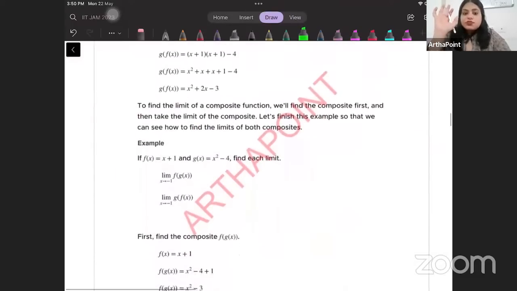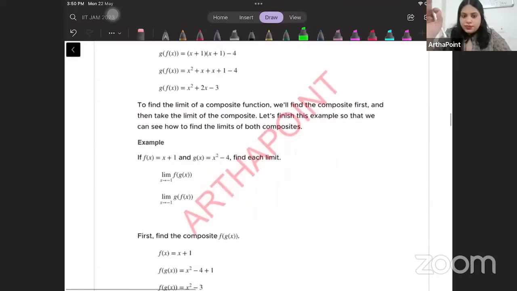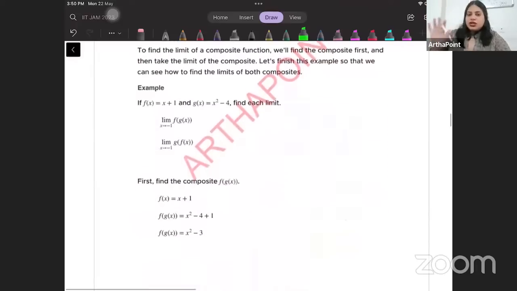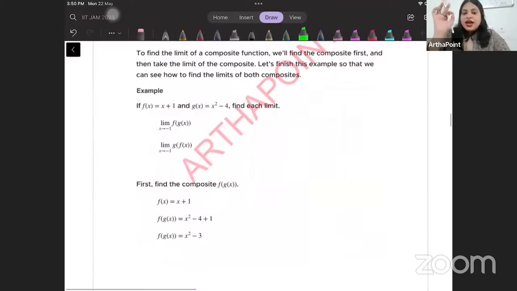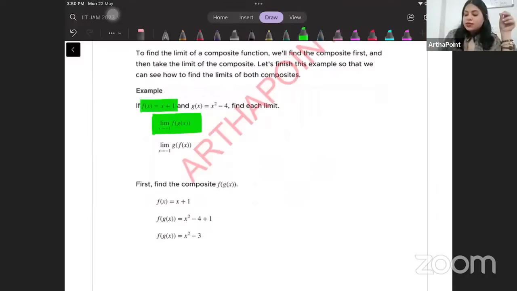बहुत simple rule है. The rule is, if you go ahead and you have to find limit, जैसे एक question लेके देख लेते हैं. Let's say that I need to find limit of f of g of x as x tends to -1, and we are given that f(x) is x plus 1 and g(x) is x square minus 4. ठीक है जी? I need to find fog, right? So how do I go about doing this? So let's have a look here.